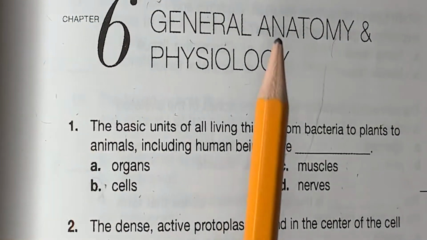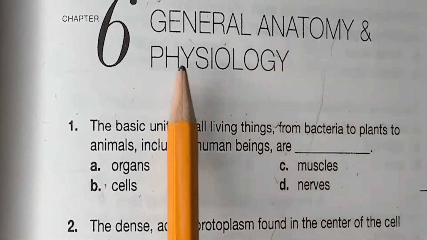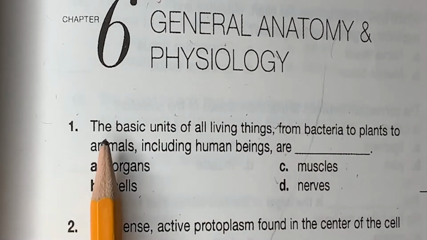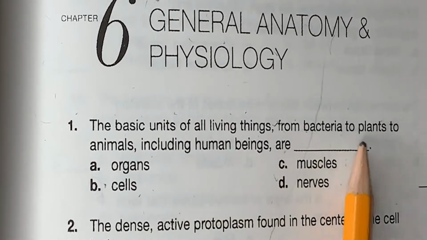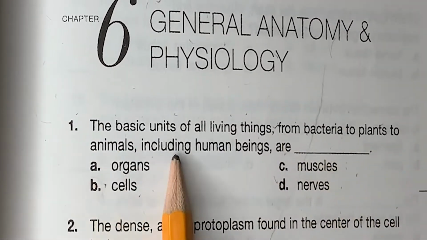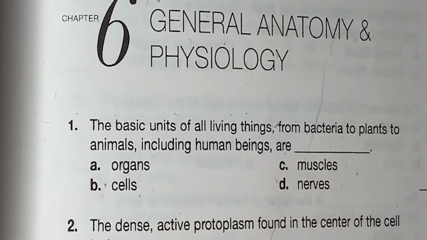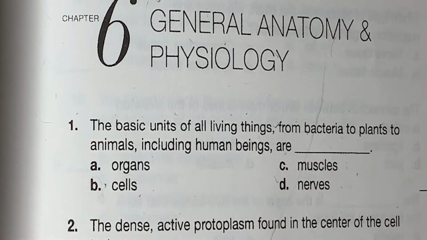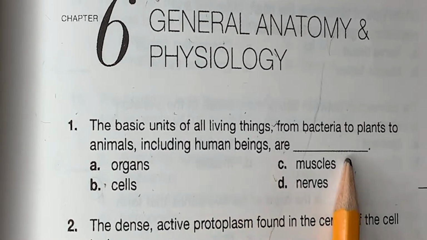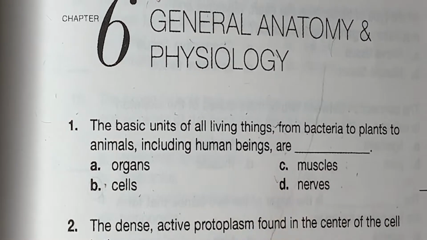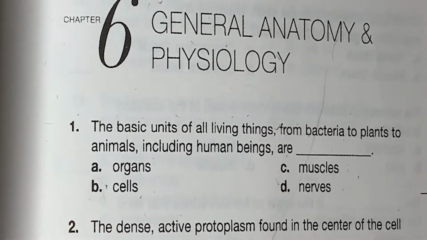Chapter 6, General Anatomy and Physiology. Number 1, the basic units of all living things, from bacteria to plants to animals, including human beings, are blank. A, organs. B, cells. C, muscles. Or D, nerves. And your correct answer is B, cells.